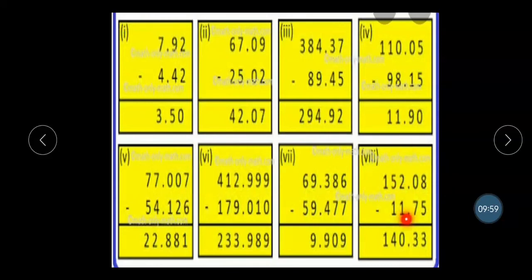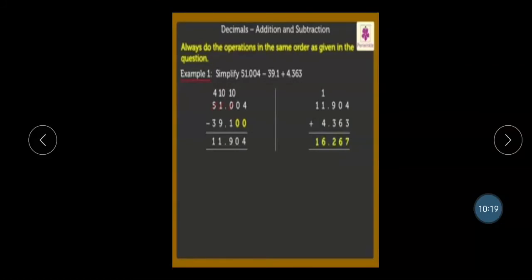Now 1 minus 1 we get 0. 5 minus 1 we get 4. And here nothing is there to be subtracted from 1. So 1 we will copy as it is. Our answer is 140.33. Children, kindly write all these examples in your notebook neatly. Always remember, for additions and subtraction of decimal numbers, always do the operation in the same order as given in the question.